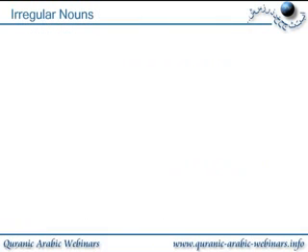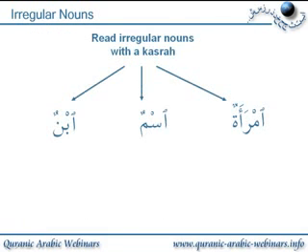Now irregular nouns. We're not going to go into the grammar of what is irregular, but all we need to know is there are a handful of nouns that themselves begin with hamzatul wasl, and we're not talking about the definite article now. We've completely finished with the definite article. So we've got a few words here. We've got imra'a, ism, and ibn.